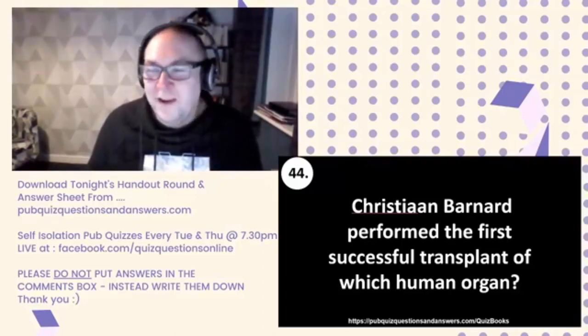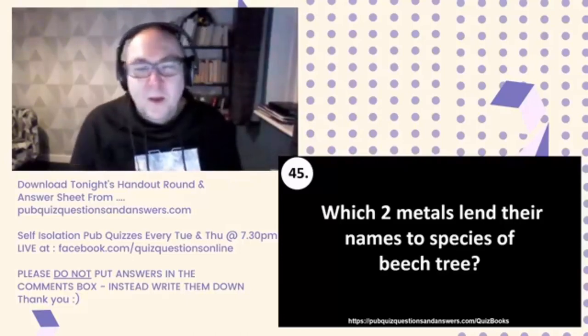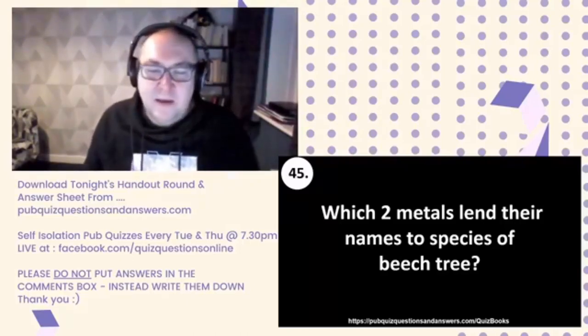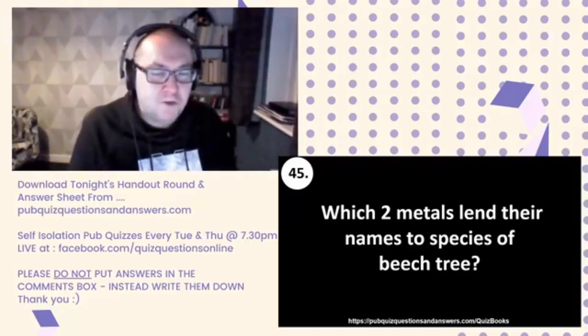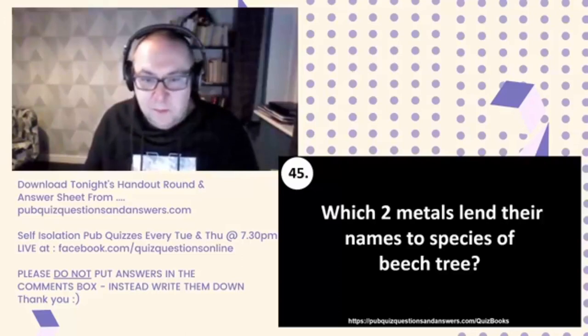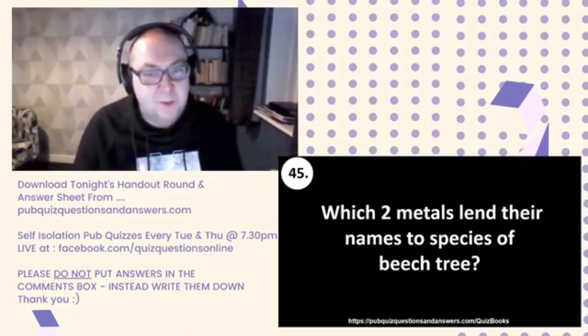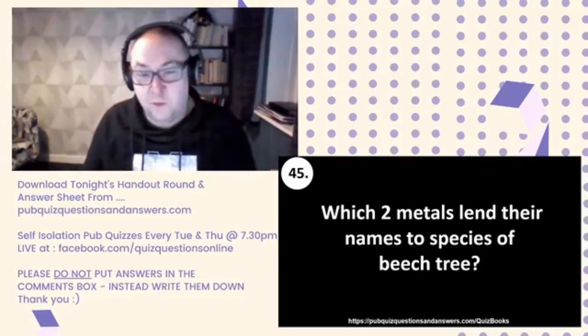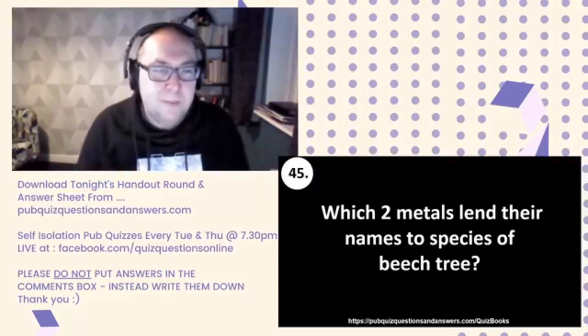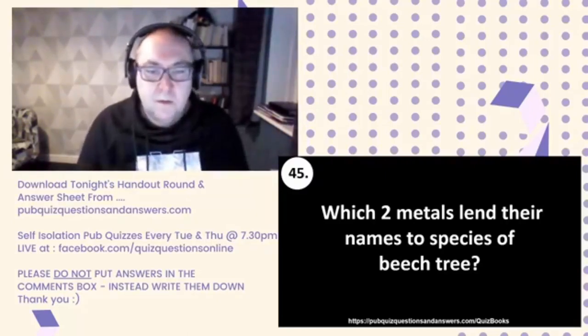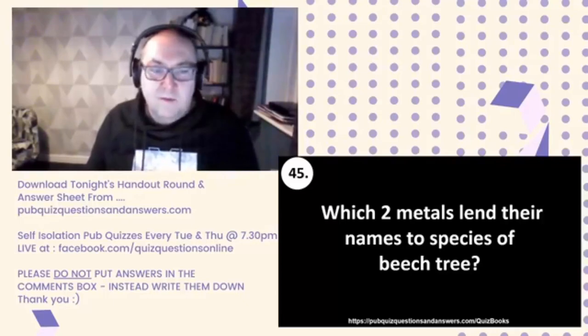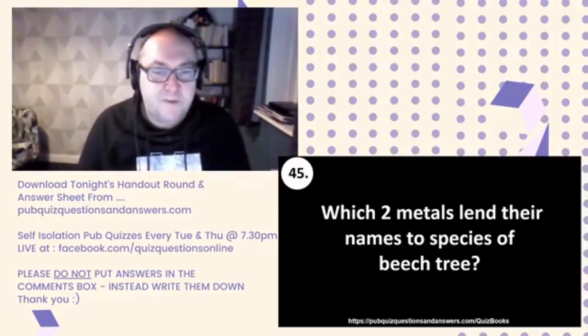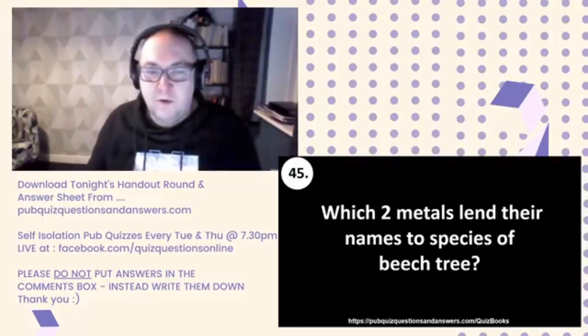Next one then. Let's do another one for you in this round. Question number 45. Which two metals lend their names to species of beech tree? So we want two answers this time. Again, both of them will have to be right for the points on this question, okay? So which two metals lend their names to species of beech tree? Both of them have to be right for the full 5 points. So make sure you know them both before you write anything down for question 45.